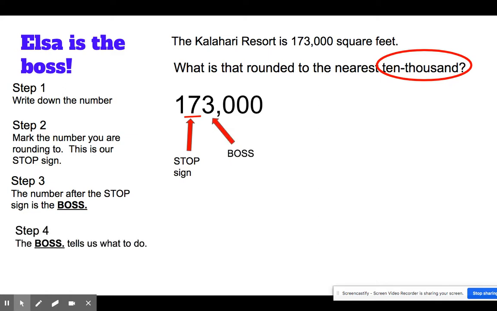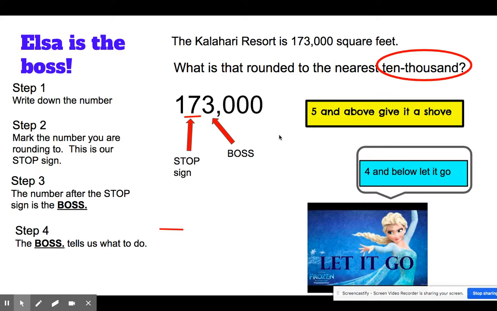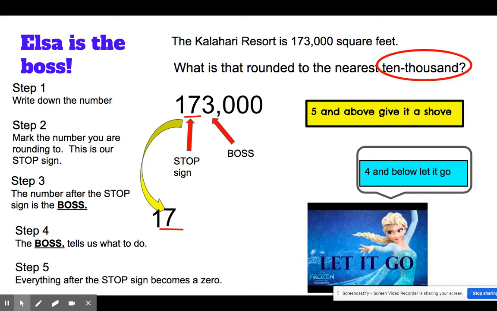The boss, again, tells us what to do. Once again, 2 things the boss can tell you to do. 5 and above, give it a shove. 4 and below, let it go. Well, here we are. The boss is a 3 this time, so we're going to let the 7 go. What does that mean? We're going to rewrite everything up to our stop sign, so we write the 1. Now again, the boss said let it go, so we're not going to do anything to that 7. We're just going to leave it a 7. And the last step is everything after the stop sign becomes a 0. So that 3 becomes a 0, and we write zeros all the way down.